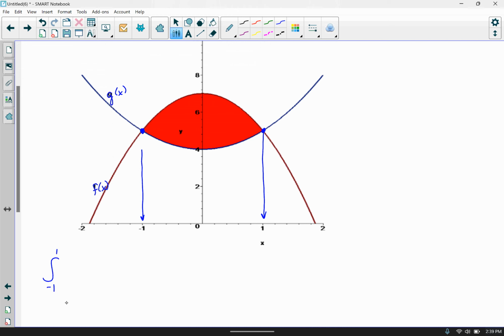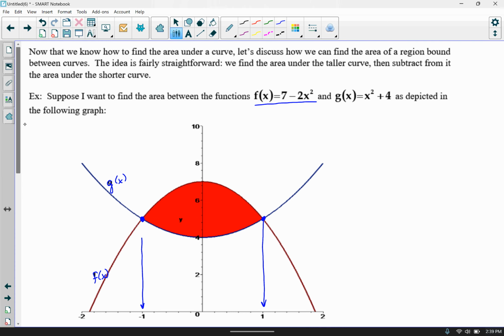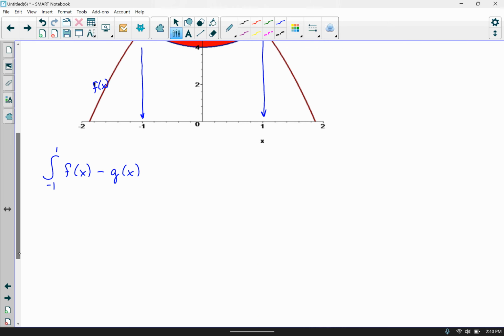Then I've got to be sure that I write this right, okay? The graph that's on top, my f of x function, minus the graph that's on the bottom, my g of x function, is going to give me the area between these two curves. It's always the top minus the bottom. I've given you the formulas for those two functions up here, so I'm going to come down below and substitute these in for my f and my g.